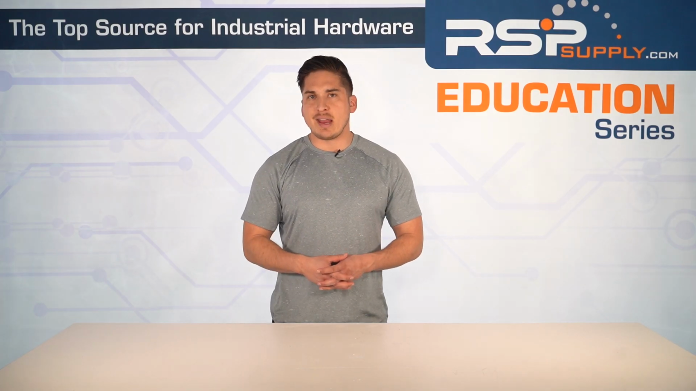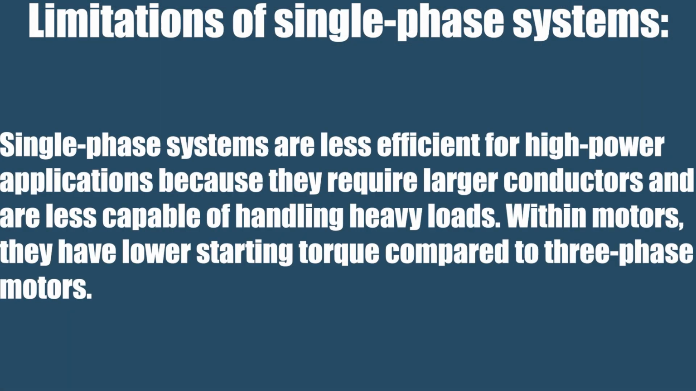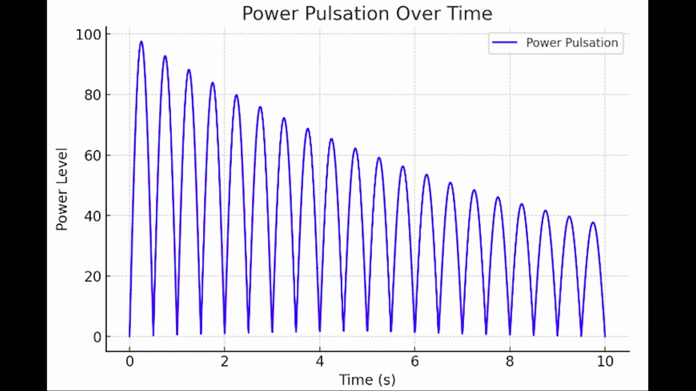So let's discuss limitations of single-phase systems. Single-phase systems are less efficient for higher power applications because they require larger conductors and they're less capable of handling heavy loads. With motors, they have lower starting torque compared to three-phase motors, like we discussed in the last video. Because of power pulsation, the power delivery in single-phase systems is not constant since it goes back and forth oscillating, and it crosses a 0 point twice in any given cycle. This can cause vibration and inefficiency in motors.